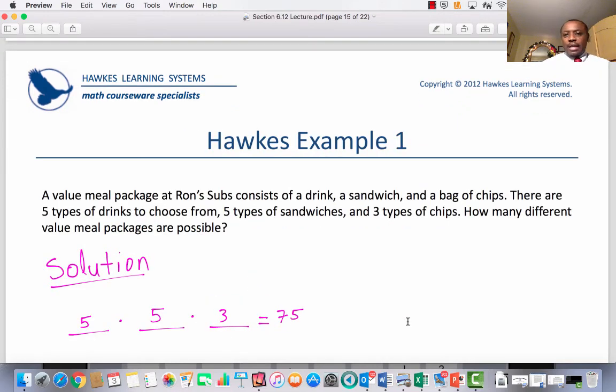In conclusion, I'm going to present a couple of problems directly from the Hawks learning system from your certification. Probably about 8 problems. So let's start with number 1.